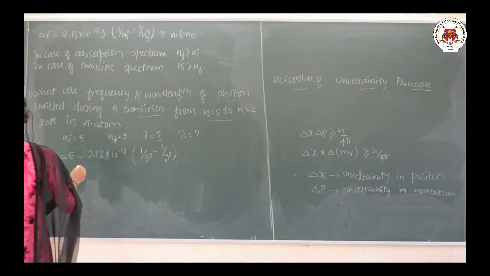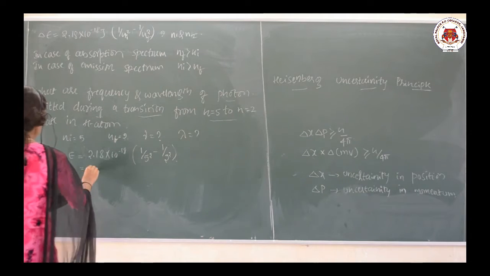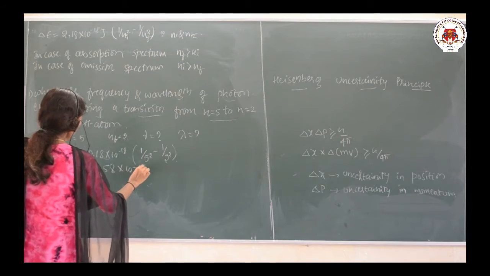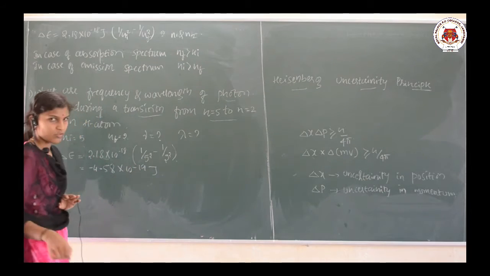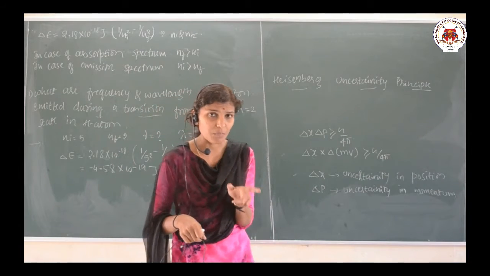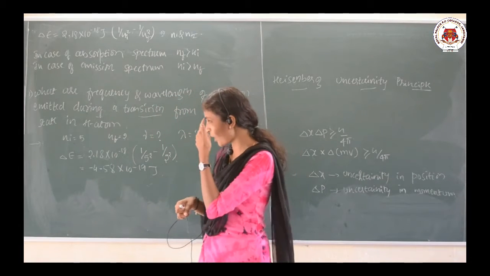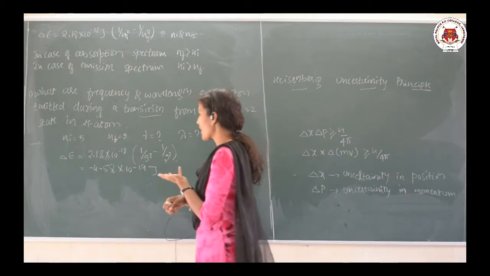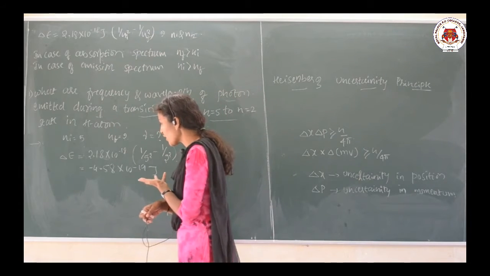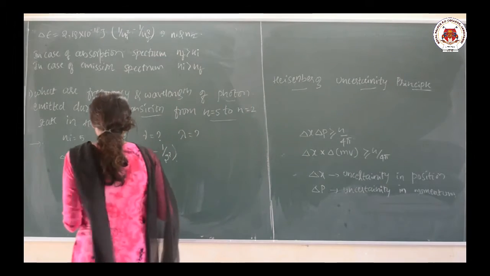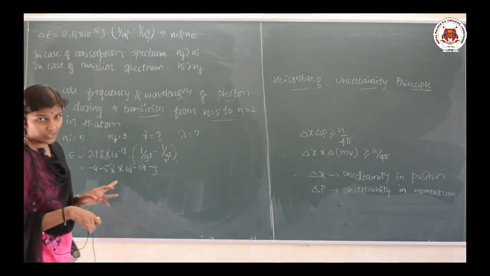Calculate this one, you are going to get around minus 4.58 into 10 to the power minus 19 joules. So 1 by 5 square as well as 1 by 2 square, you can simplify that and apply this formula. If you calculate that, you are going to get an answer around minus 4.58 into 10 to the power minus 19 joules. So next we need to find out the frequency.